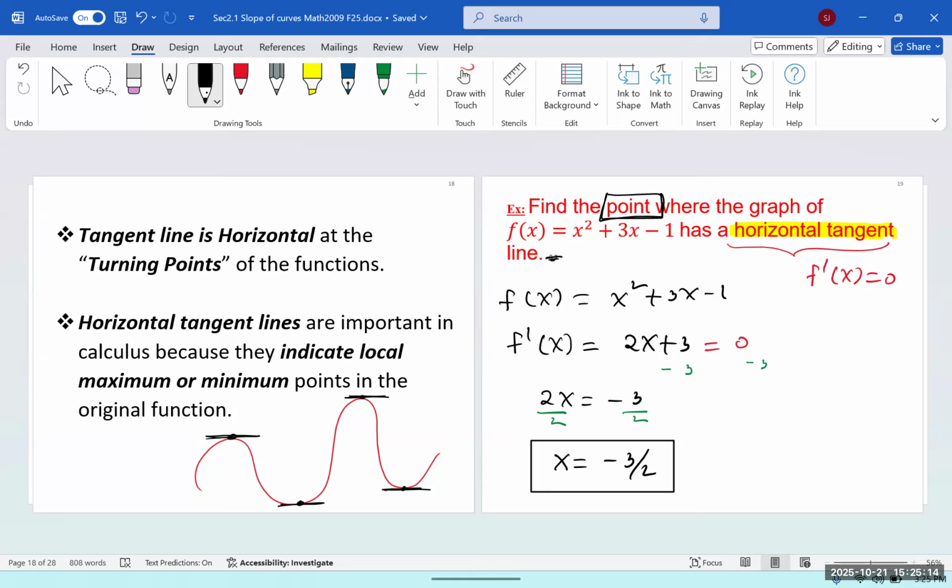Every point has two things, x and y, right? So if you know your x, how are you going to find the y? Plug this into the original function to get the y. Negative 3/2 squared plus 3 times negative 3/2 minus 1. Find the point where the graph has a horizontal tangent line. Okay. So it's 9/4 plus 9/2 minus 1.